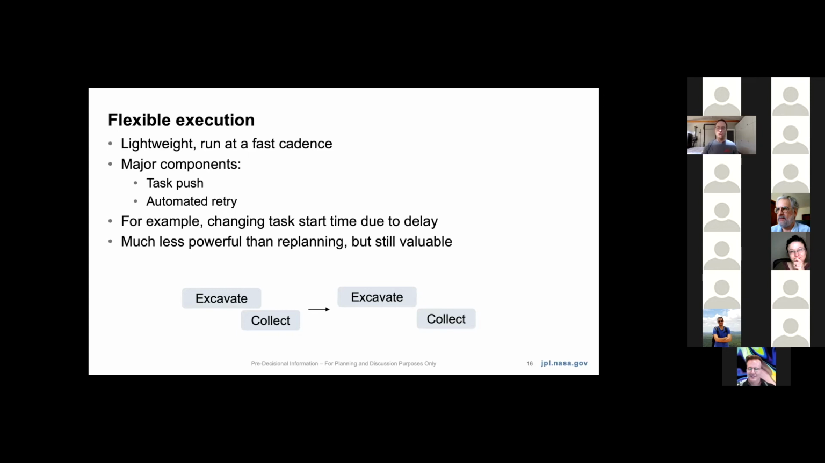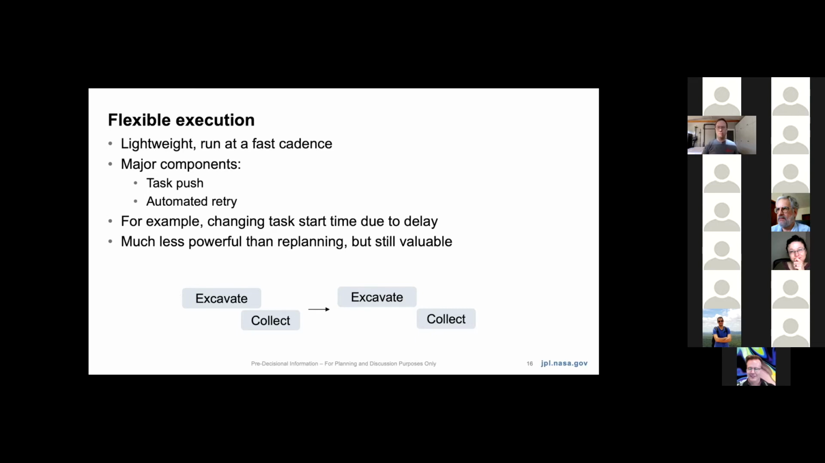Flexible execution is, in our case, a lightweight rescheduling algorithm that runs at a much higher cadence than the planner. So the algorithm has 2 main properties. First, it's significantly less costly than replanning. It's also significantly less powerful than replanning, but despite its limited scope, it's valuable because we can run it frequently. It allows the system to handle less severe unexpected events without incurring the cost of replanning.